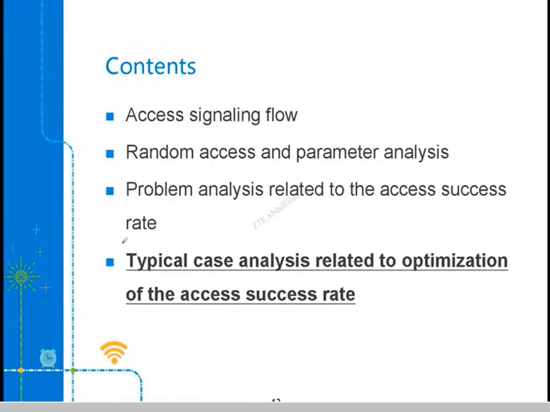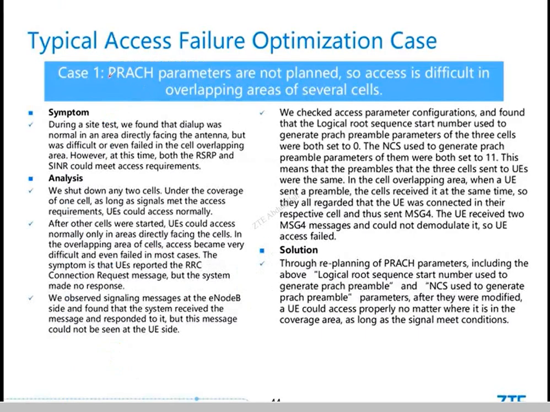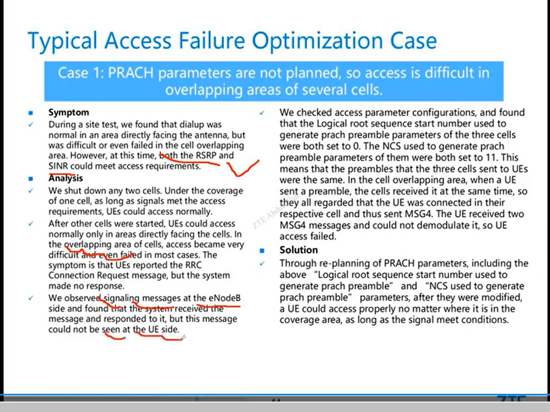So now we move to the last part, is the one typical case we use to do the analysis of the access success rate. In this case, first we check that the RSRP at the center of this cell is good. It means the coverage is good. But when the UE moves to the overlapping area, only in the overlapping area, there will be the failure happens. So when we check the signaling from eNodeB side, we found that there's no response from the UE.